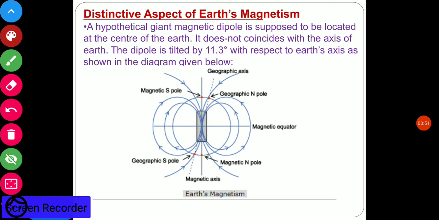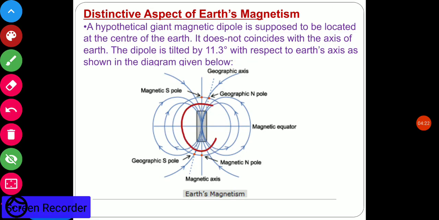Now, to explain the Earth's magnetism, a hypothetical giant magnetic dipole is supposed to be located at the center of the Earth. This is the center of the Earth, and this is the hypothetical giant magnetic dipole, supposed to be concentrated there. It does not coincide with the axis of the Earth. The dipole is tilted by 11.3 degrees with respect to the Earth's axis, as shown in the figure.